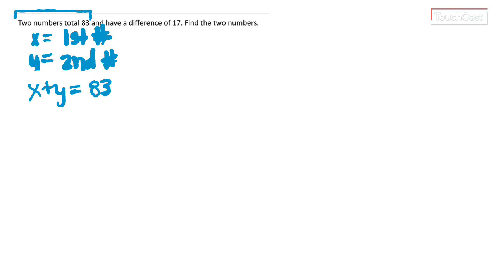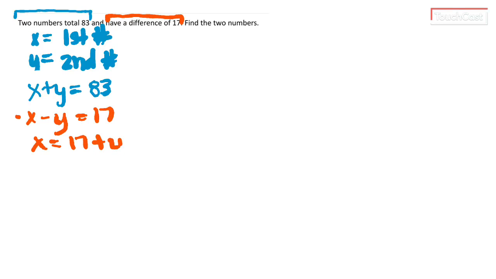And then we have our second statement, and we'll write this one in orange. It says we have to have a difference of 17. So we're going to take my first number and deduct my second number, and we'll get 17 from that difference. So now we can solve for either one of our variables in either equation, and I'll just take this second one and solve for x. So I would add y to both sides, yielding x is equal to 17 plus y.